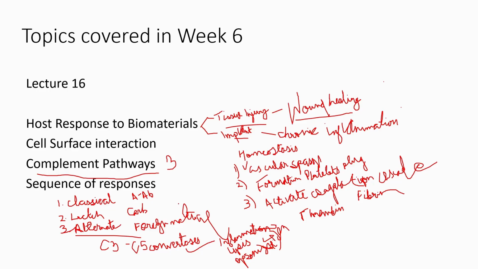So basically these cascades are activated due to different kinds of events, and then they convert at C3 and C5 convertases and lead to inflammation, lysis, and opsonization. Next in the lecture we discuss the sequence of responses.